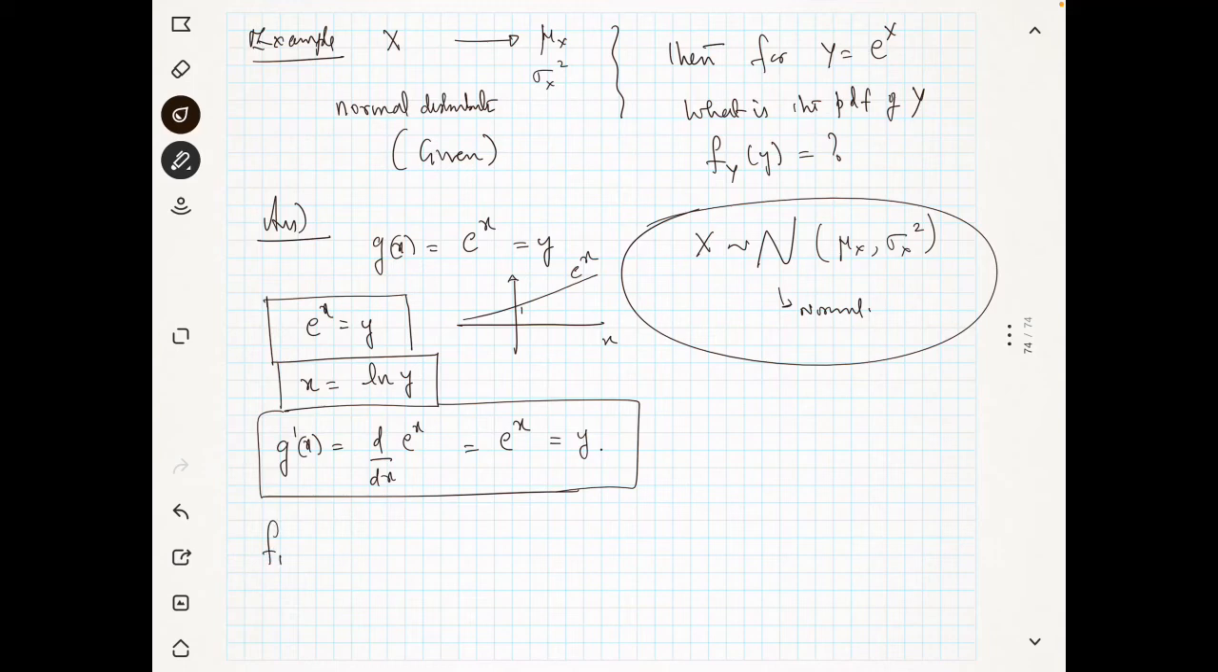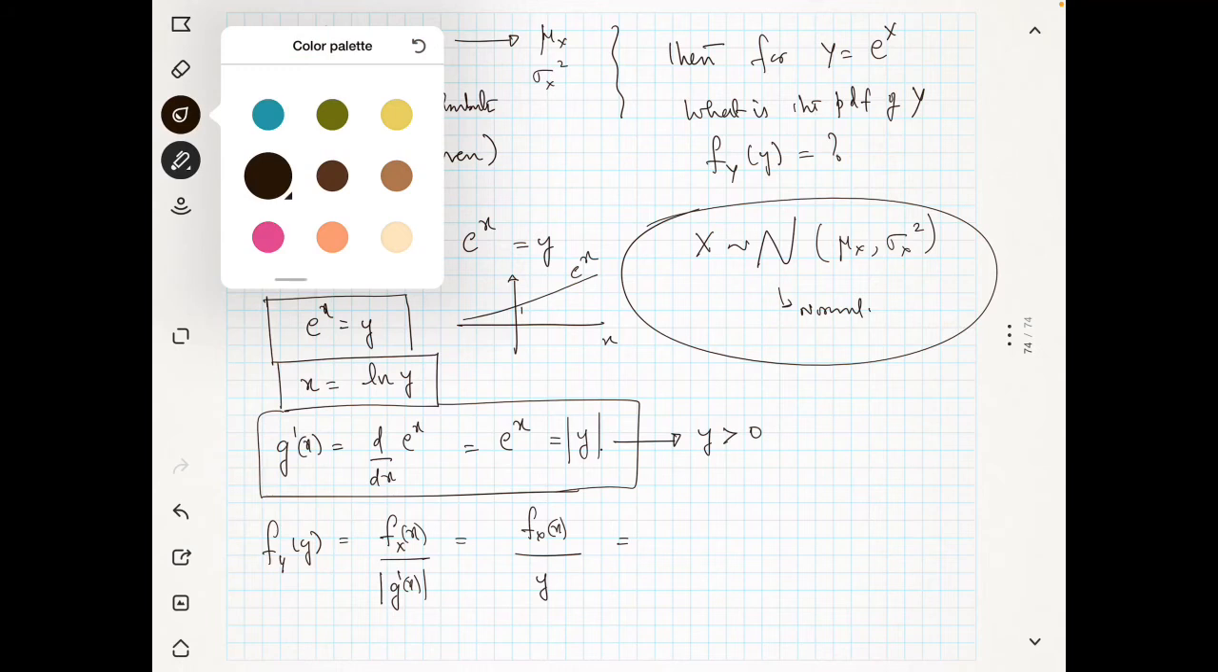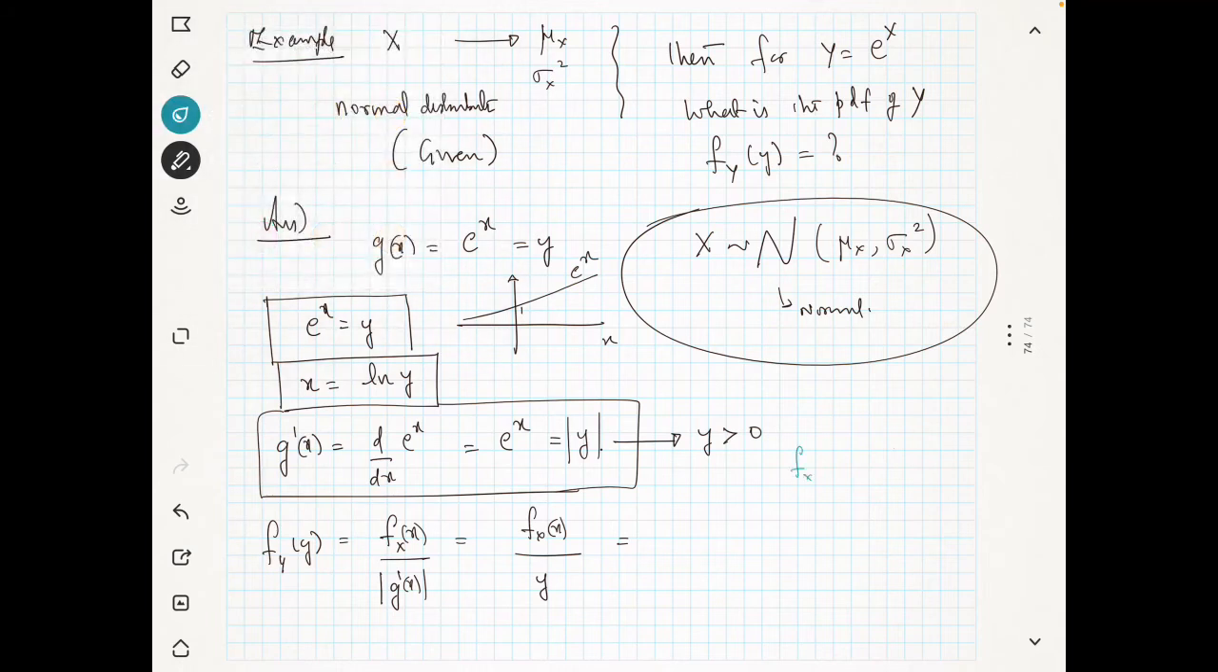Now we will find fY(y). fY(y) is nothing but fX(x) divided by the absolute value of g'(x), which is the absolute value of y. The absolute value of y means y is always greater than 0, so you are always considering the positive value. You know that fX(x) is a normal distribution, so you should know what a normal distribution is.